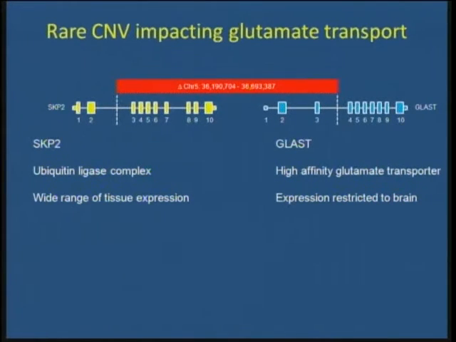It's mediated by LINE elements, which are basically small repeats of about 3 to 4 kb. And when we found the breakpoint, we noticed that it disrupted a gene called SCIP2 in intron 2, and in intron 3 of GLAST, the glutamate transporter. SCIP2 is a ubiquitin ligase complex protein. It has a wide range of tissue expression, and GLAST is the high affinity glutamate transporter. It's restricted just to brain.